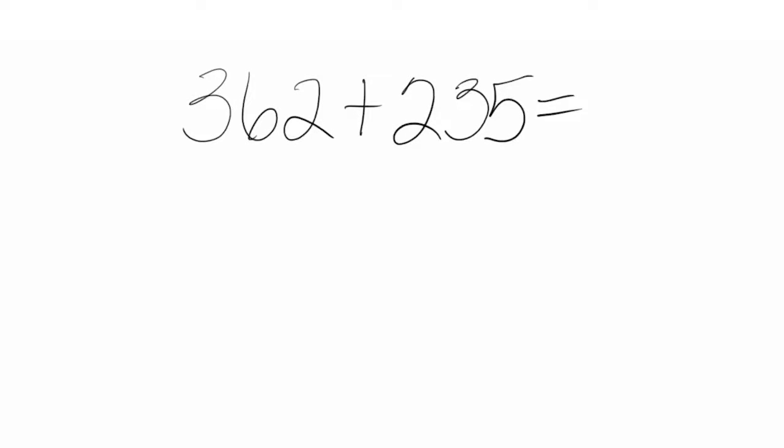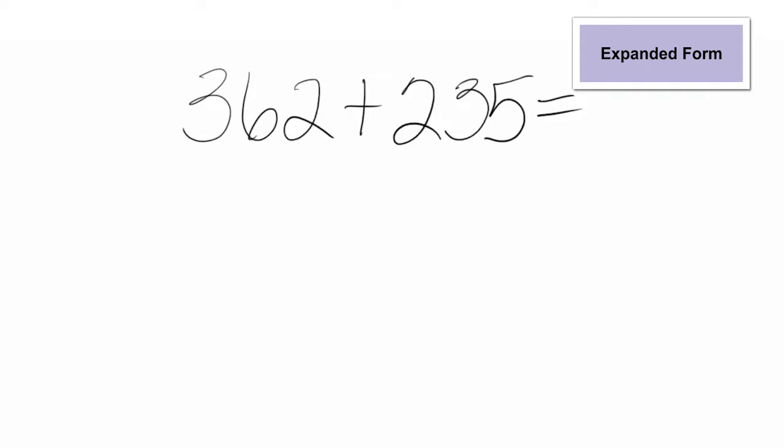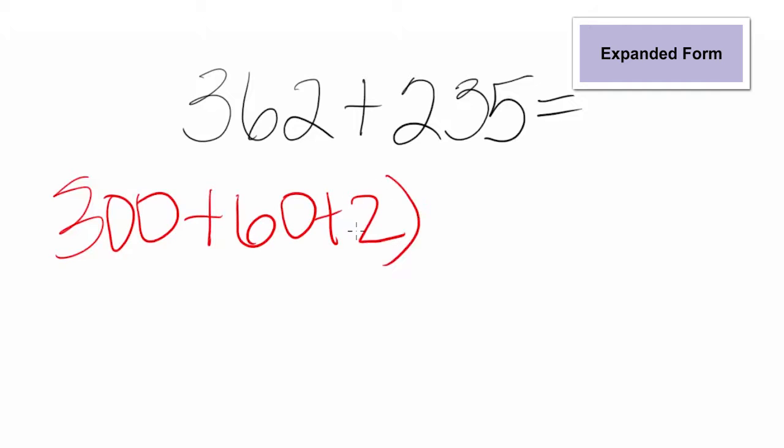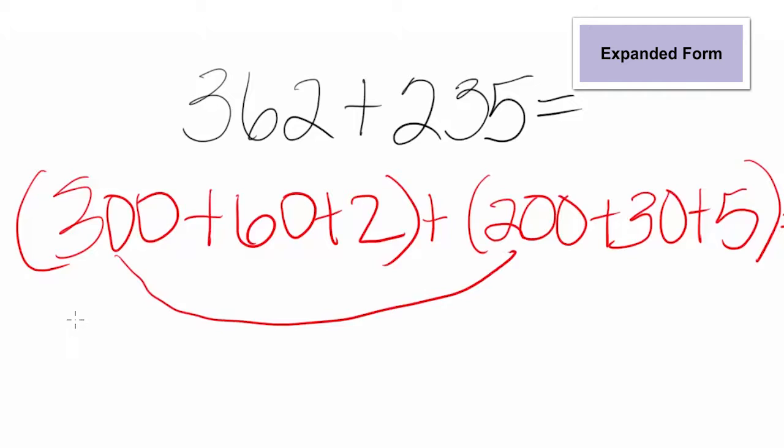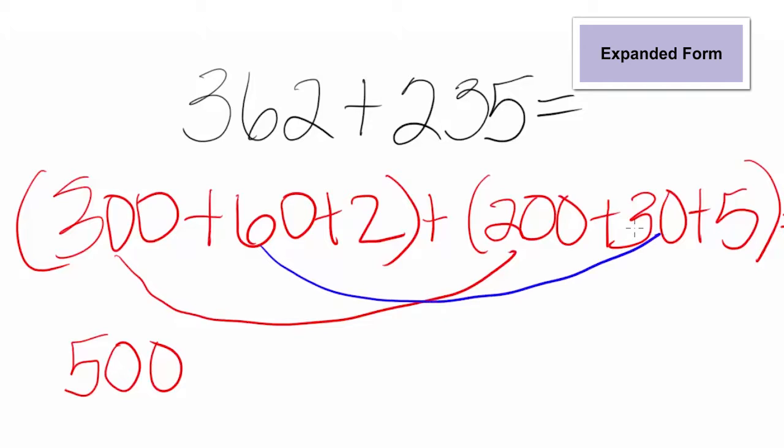How about 362 plus 235? I might choose the expanded form, since 362 equals 300 plus 60 plus 2, and 235 is equal to 200 plus 30 plus 5. I can easily add my hundreds, my tens, and my ones. If I add my hundreds, 300 plus 200 is 500. I add my tens. 60 plus 30 is 90.